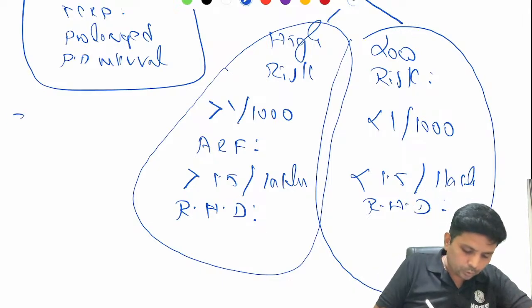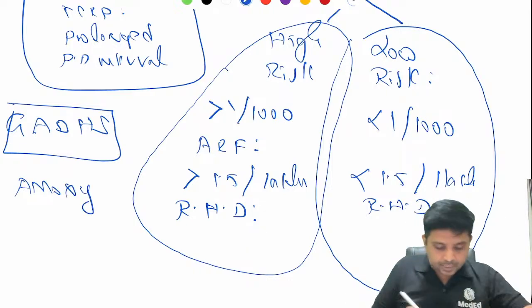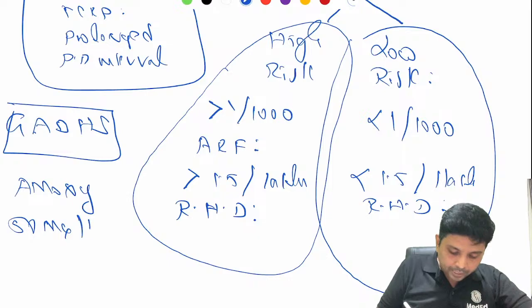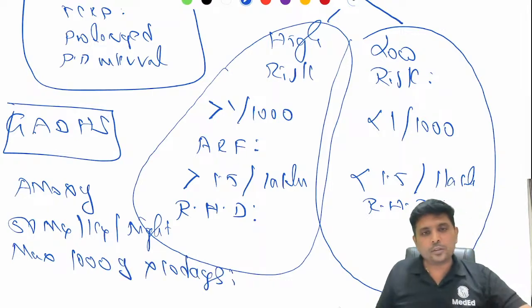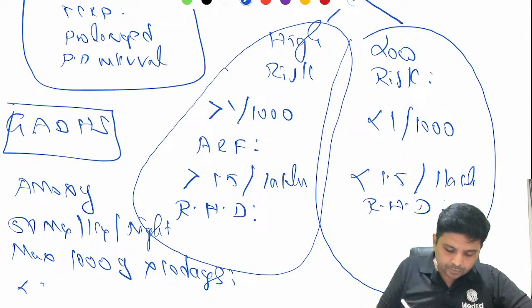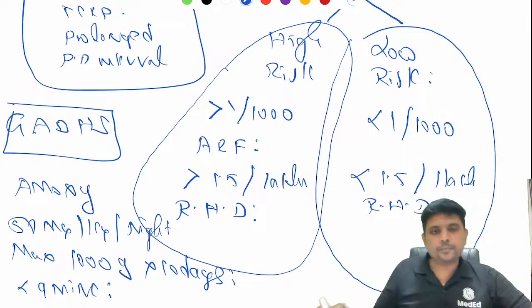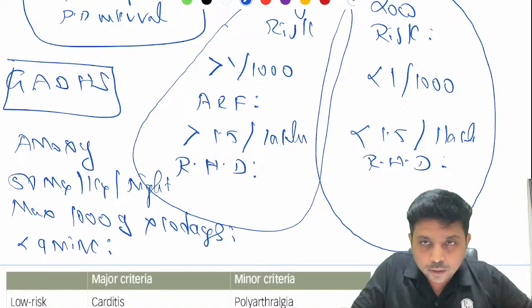Group A beta hemolytic streptococci is the most common cause, and the treatment of choice is amoxicillin. The recent guideline is that you can give 50 mg per kg, only one dose a day, maximum 1000 mg, for about 10 days, and it should be started within 9 days of the onset of fever. So that is the new guideline.